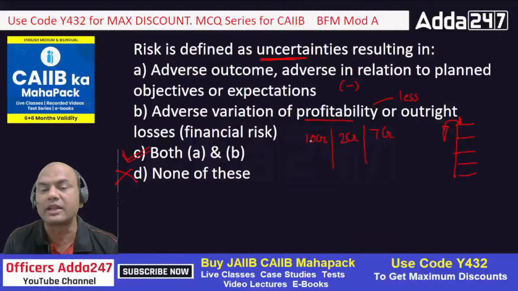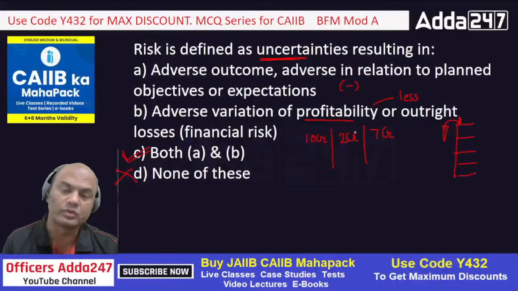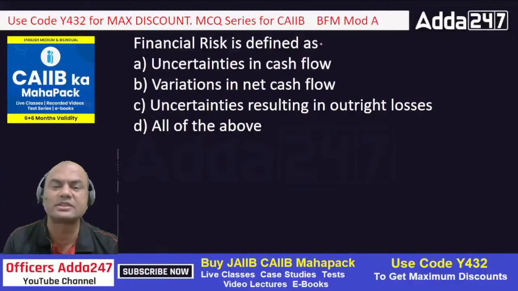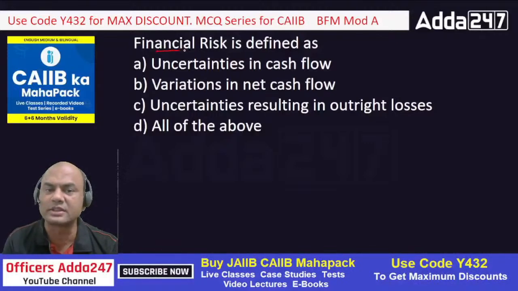It means if I am expecting 10 crores the first year, in the second year I will expect around 11 crores. But I am getting 2 crores. Am I in losses? No. But my profit is lesser, right? Financial risk is defined as, so what is financial? See here, we are in banks, so we will only be considering financial risk. The remaining risks we are not concerned with as of now for CAIIB.